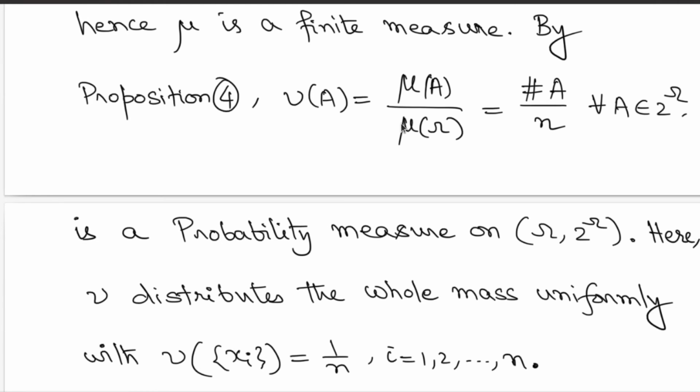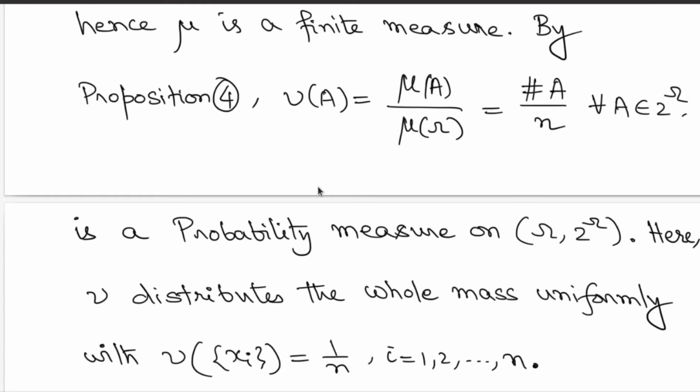Great. But since we are looking at the finite set omega, all its subsets are also finite, meaning all subsets have a finite number of elements. Therefore, as per the definition of a counting measure, what you get in the numerator is simply the number of elements in the set A divided by the total number of elements in the set omega. So you are just dividing that number by n. Okay. And as per the proposition, this new measure must be a probability measure.